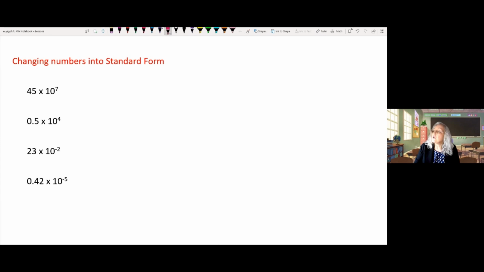So remember, what we need to be doing is we need a number between 1 and 10. So let's have a look at these. Right, so 45. Now I can write 45 as being 4.5 multiplied by 10. So I can rewrite 45 as 4.5 multiplied by 10, and then multiply that by 10 to the power of 7. But 10 multiplied by 10 to the power of 7 is 10 to the power of 8. So this one can be rewritten in standard form as 4.5 multiplied by 10 to the power of 8.